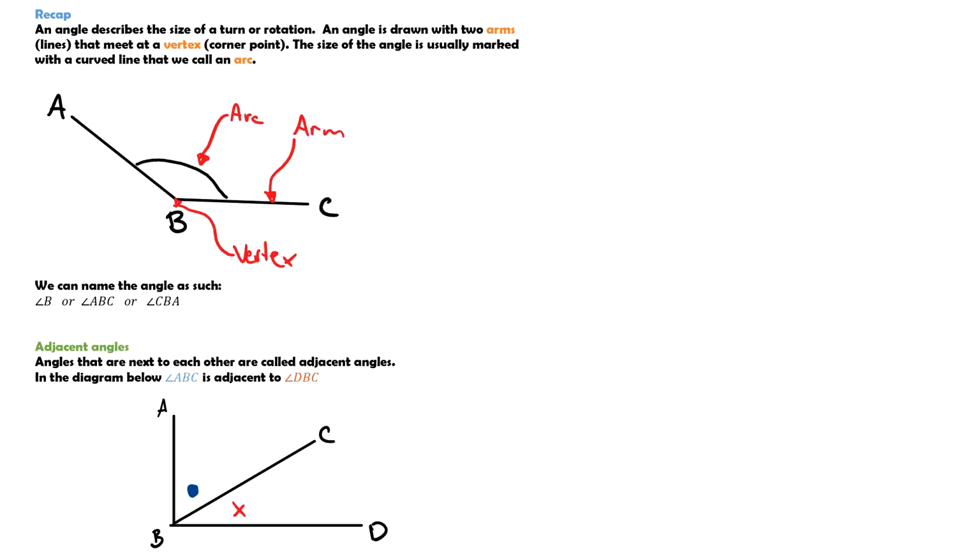Now remember, adjacent angles are angles that are directly next to each other, which you can see in the diagram there. So angle ABC in blue is adjacent to angle DBC.